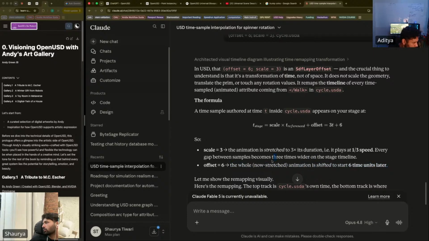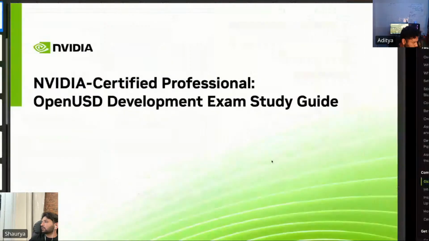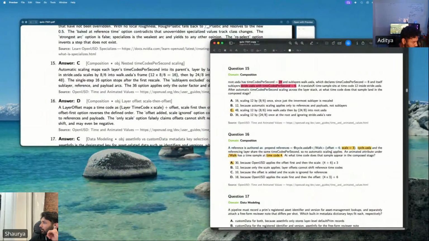The referencing layer and the referenced layer share a timecodesPerSecond, so no automatic scaling applies. An animated attribute under walk has a time sample at timecode 4. At what time does the sample appear in the composed stage? So 4 times 3 is 12, plus 6 is 18. That's why. I got it.